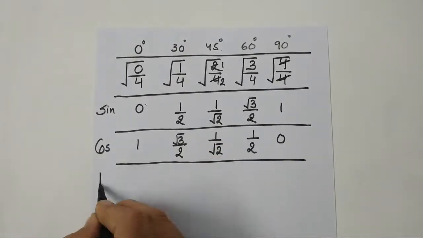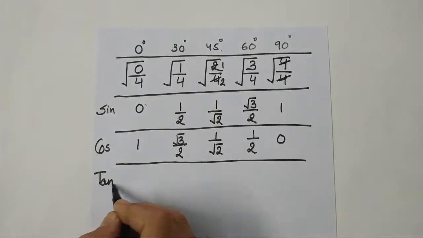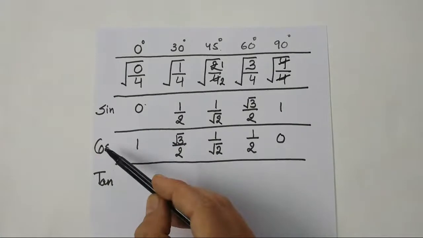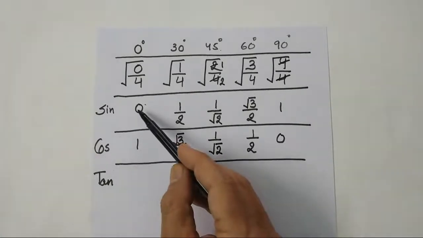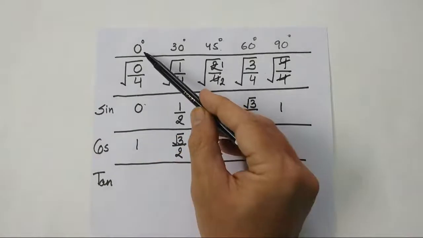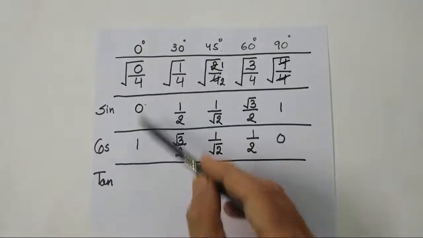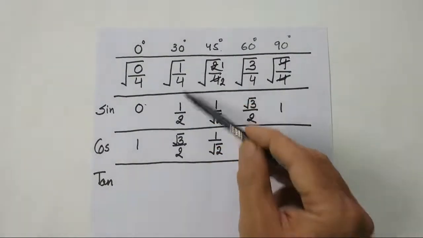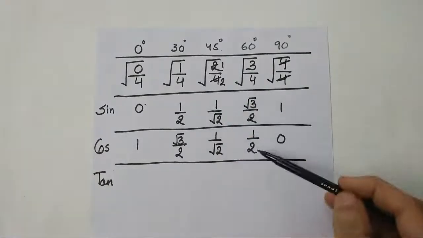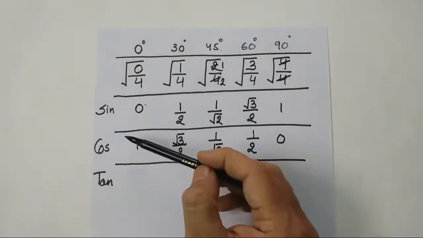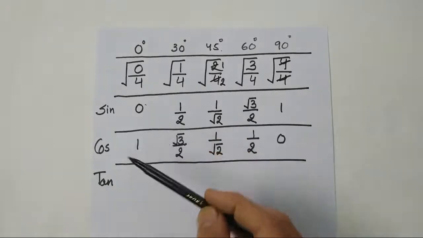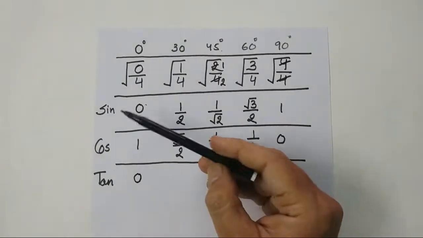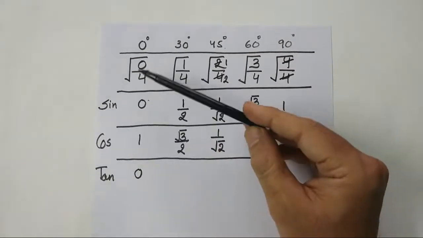Next is tan. In trigonometry you have learnt that tan is equal to sine divided by cos. So you have to divide the value of sine 0 degree by cos 0 degree. We will divide each value in the same way. When you divide 0 by 1, it gives you 0. We are finding the value of tan of 0 degree.